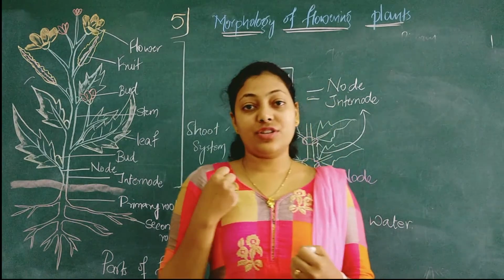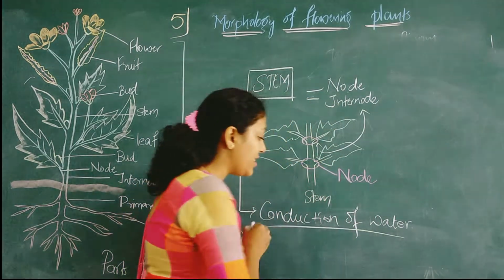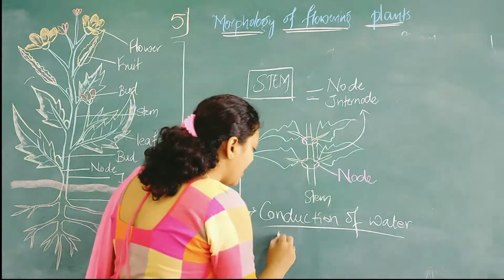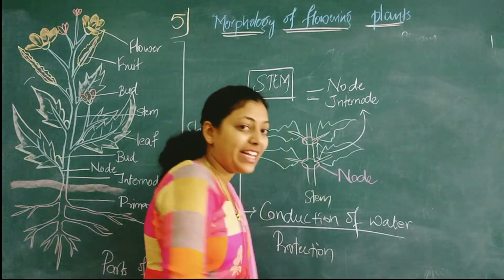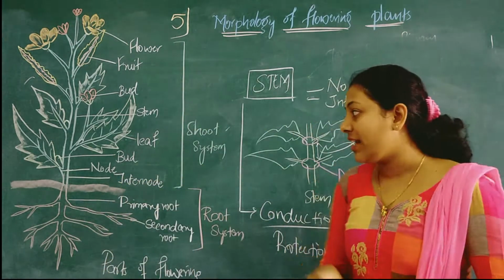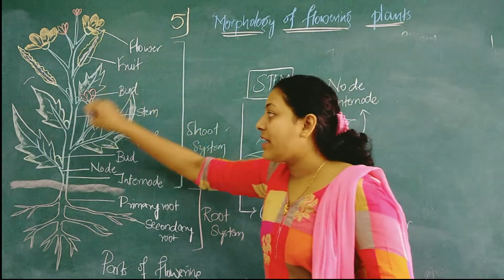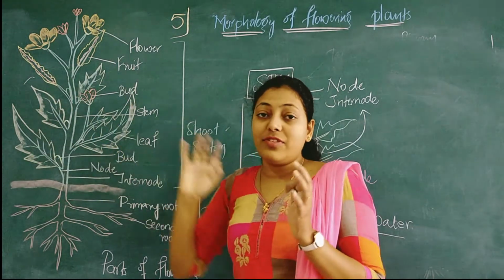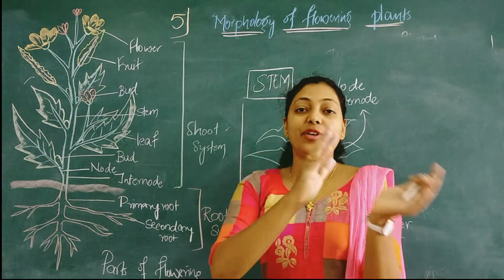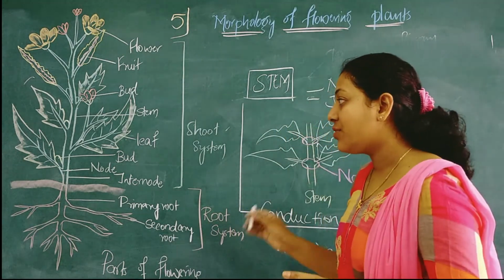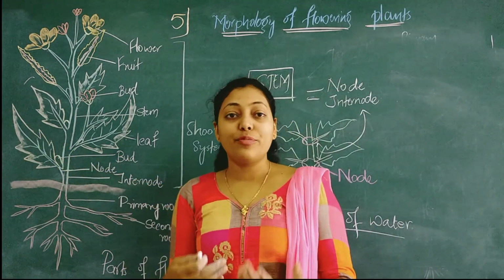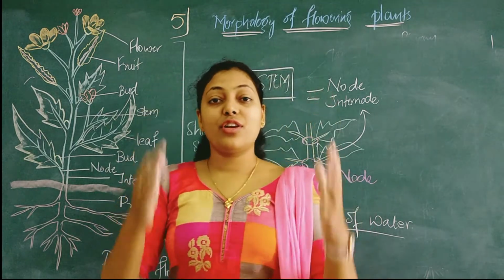That is conduction. Conduction is the basic function of the stem, and apart from that we see protection. The different branches formed give protection so that the plant may not fall off during air current. That's why they help in protecting the structure of a plant.